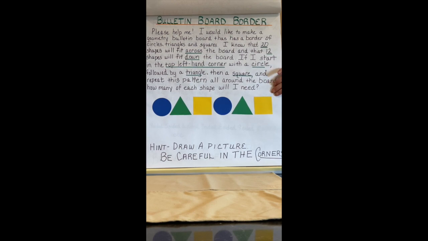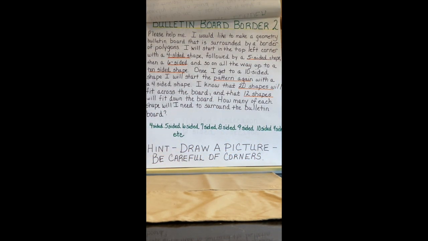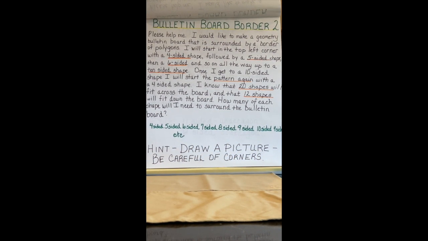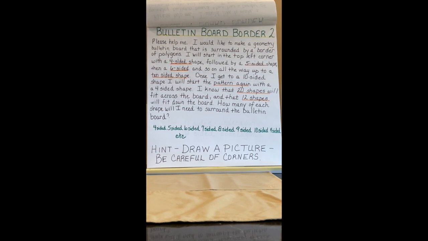So let's try the harder problem. It's pretty similar. We're still making the geometry border, but I would like to make the geometry bulletin board that is surrounded by a border of polygons. Do you remember what polygons are? Polygons are many-sided figures like a triangle, a quadrilateral, a pentagon.